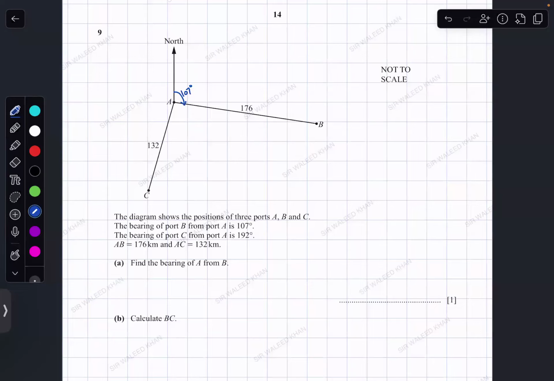Okay, then the bearing of port C from port A. So again, from the north of port A, I have to move in a clockwise direction till I reach this line C. And what angle have they given us over here? It's 192. This full length. Obviously, I can find this angle over here. If that is 107, then this must be 192 minus 107, which is 85.